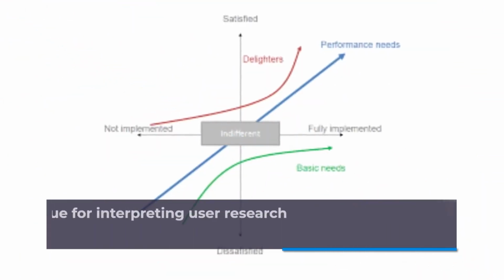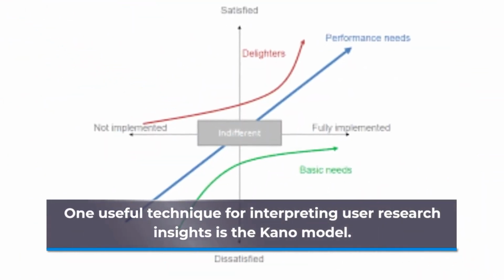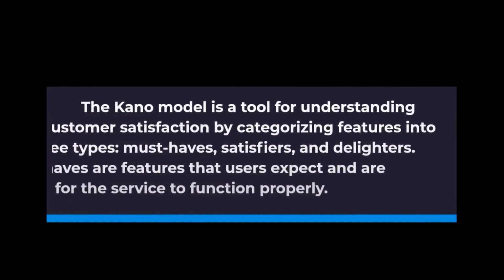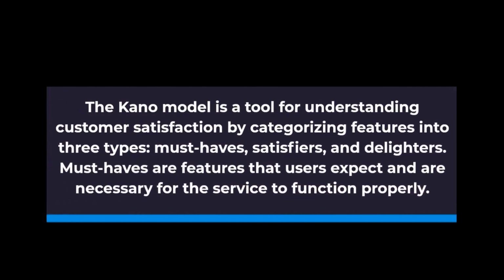One useful technique for interpreting user research insights is the Kano model. The Kano model is a tool for understanding customer satisfaction by categorizing features into 3 types: must-haves, satisfiers, and delighters. Must-haves are features that users expect and are necessary for the service to function properly.